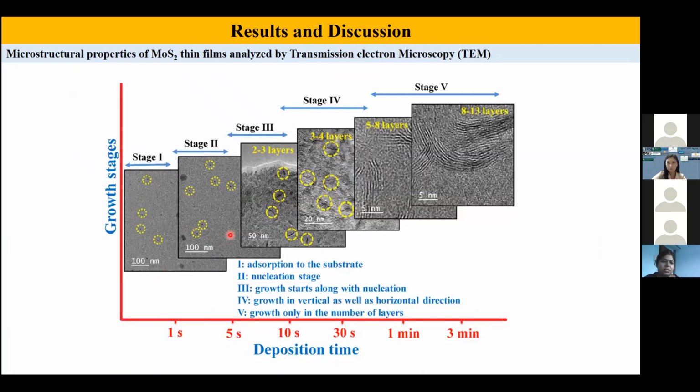Here we propose the growth mechanism. First there is adsorption on the substrate, as seen from the TEM analysis, and then there is a nucleation stage. The third stage, growth starts along with the nucleation, and then growth in the vertical as well as horizontal direction. So we can say that they are vertically aligned, and then at the fifth stage there is growth only in the number of layers.